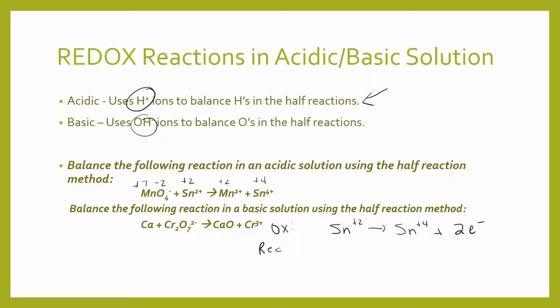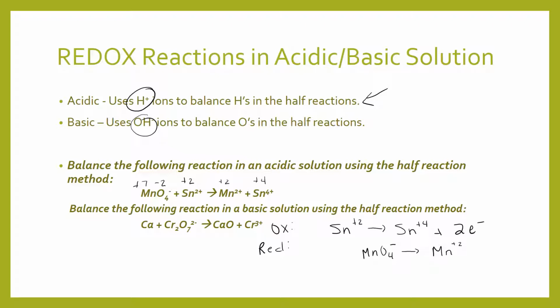My reduced substance is my manganese. We go from a +7 to a +2, which implies we've gained electrons and are therefore reduced. So I'm going to write this one out again. And now it's time to balance.